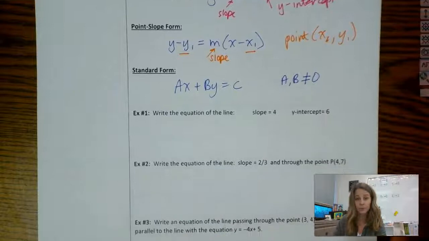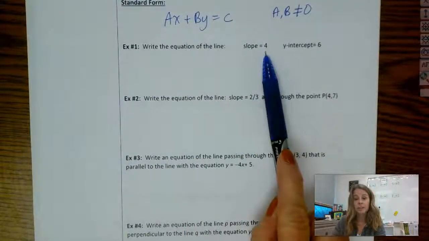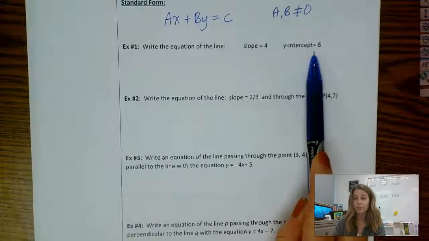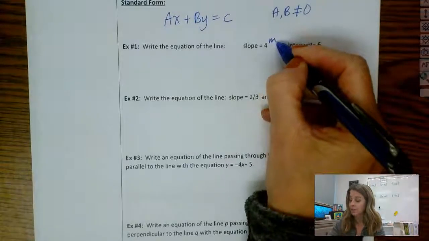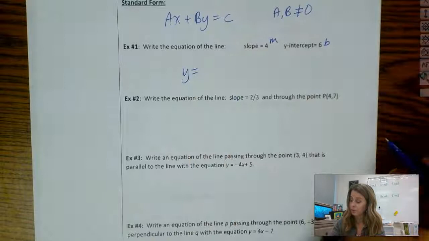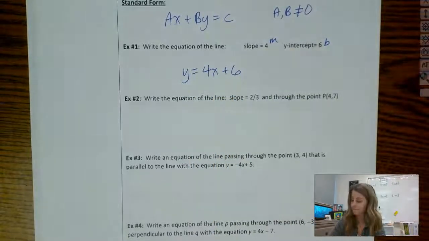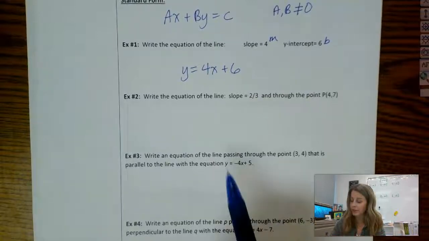All right, well, let's do this first example here. Write the equation of the line. I'm given a slope and I'm given a y-intercept. So this we can jump straight to y equals mx plus b. Here would be our m and our b. So our equation would read y equals 4x plus 6.